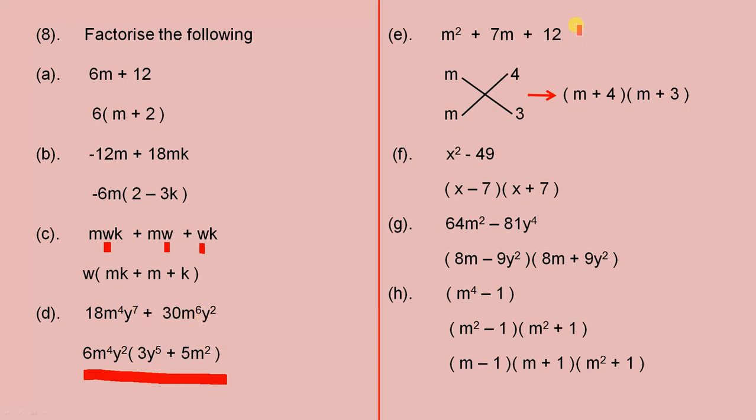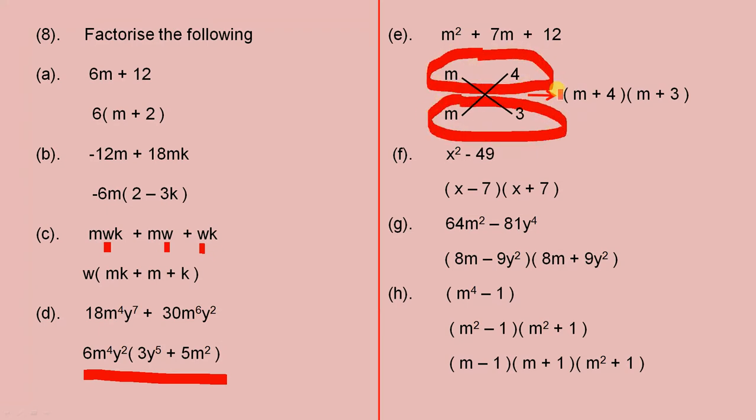Here, we're factorising this trinomial, and we saw a multitude of examples earlier. And this is the crisscross method. M times m is m squared. 4 3s are 12. 4m plus 3m is 7m. So there is your answer. M plus 4 times m plus 3. It's only a basic example, but it gives you an idea how to do it.